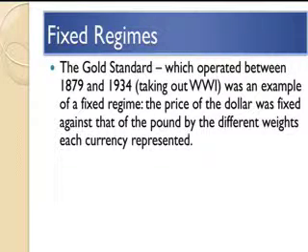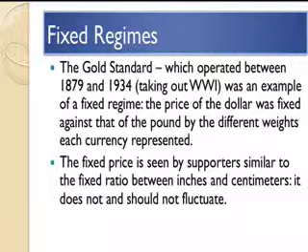Now, the fixed price is seen by supporters as something similar to the fixed ratio between inches and centimeters. This does not fluctuate and should not fluctuate. We don't hear on the news that the inch has depreciated against the centimeter for another day running on metric measurement trading systems. No, it's fixed. And I'm a supporter of fixed exchange rates. For those of us that support it, we see it similar to the ratio between inches and centimeters, rather than something that fluctuates according to government policies, etc.